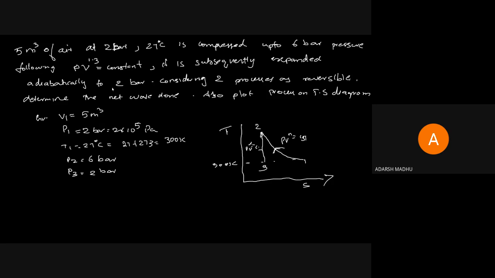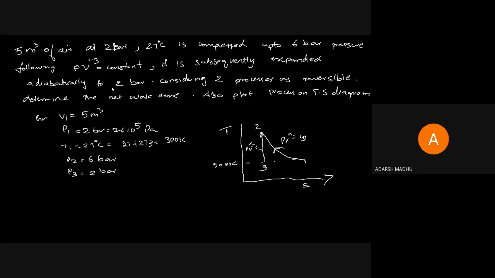So the first process, PV raised to 1.3 equal to constant, is a polytropic process, and the second process, expanded adiabatically, is an adiabatic process. Determine the net work done, which is the value to be found. Also plot the processes on a TS diagram.